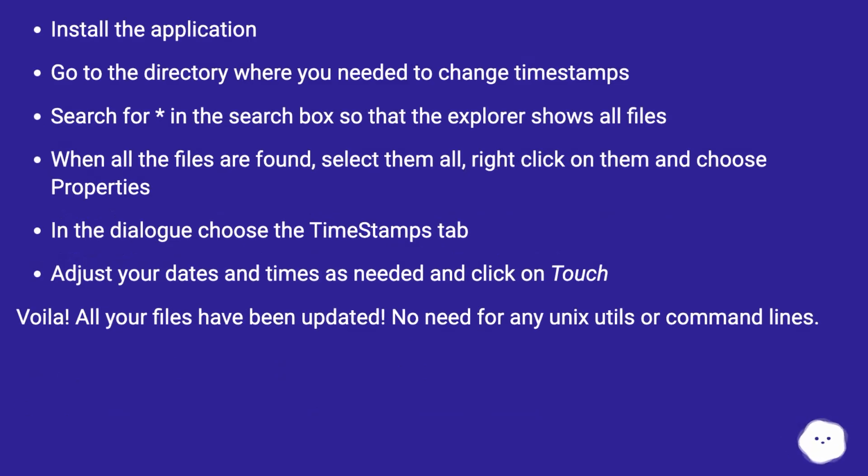Install the application. Go to the directory where you needed to change timestamps. Search for * in the search box so that Explorer shows all files. When all the files are found, select them all, right-click on them and choose Properties. In the dialog, choose the Timestamps tab. Adjust your dates and times as needed and click on Touch. Voila! All your files have been updated. No need for any Unix utils or command lines.